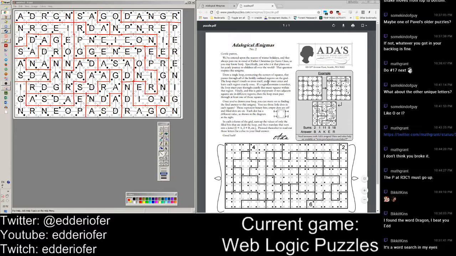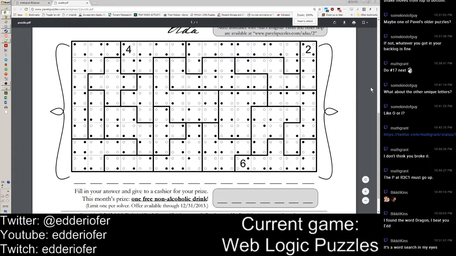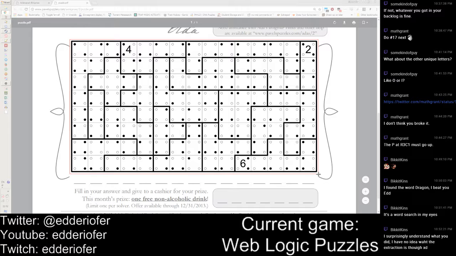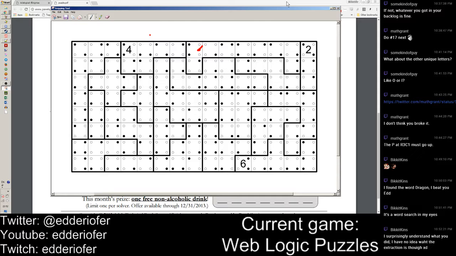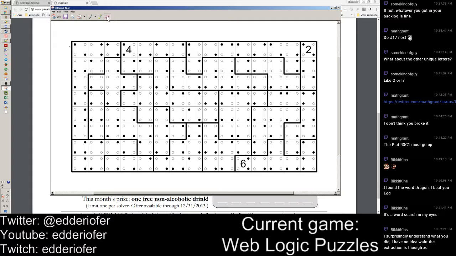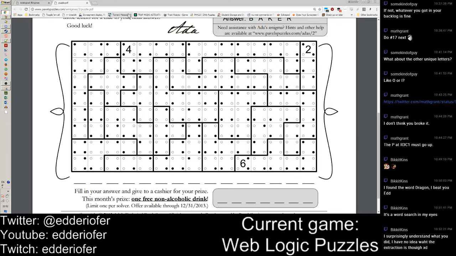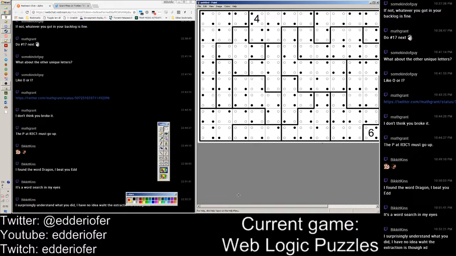So what is this? A country road? Yep, it's a country road, all right. Oh, God damn it. God damn it, snipping tool. Okay, so this is just a country road, which shouldn't be too difficult. At least not for someone of my caliber.